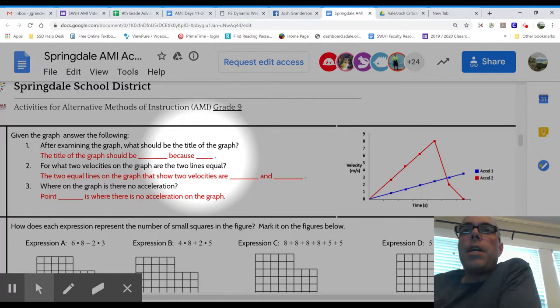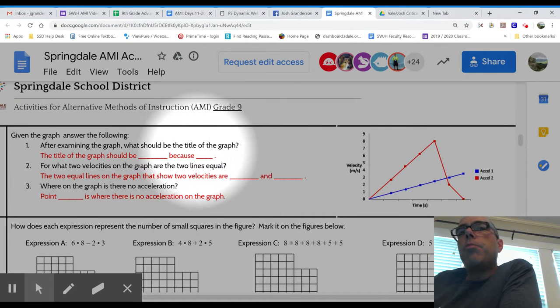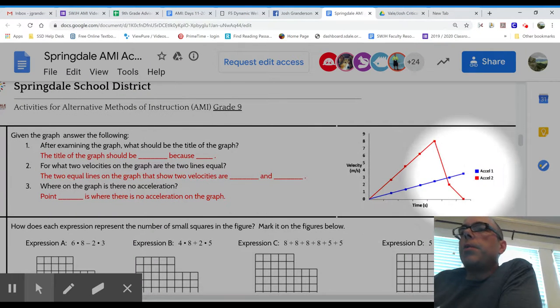Then I'm going to stop there for a moment and remind you that it's always good to see what they're talking about first and what the question is before you get too carried away on the rest of the content. So let's slide on over and take a look at it, shall we? It says the title of the graph should be blank because of blank. So we need a reason over here.